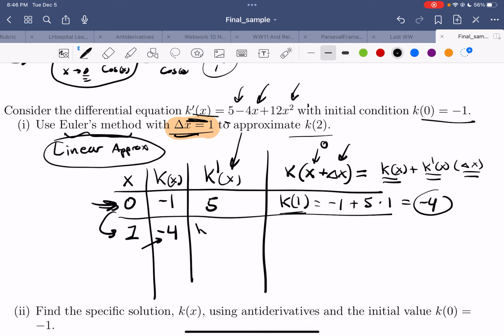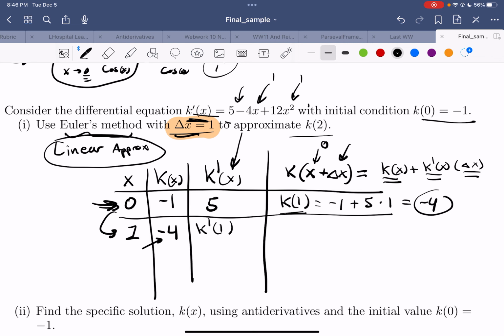So k prime at 1. So now I have to plug in x equals 1. 5 minus 4 plus 12. That's 5 plus 8 is 13. Really, I should have done 1 plus 12. All right, and now k of 2 is the old k value plus the slope times delta x. So 13 minus 4 is 9. That's the answer. K of 2 is approximately 9.